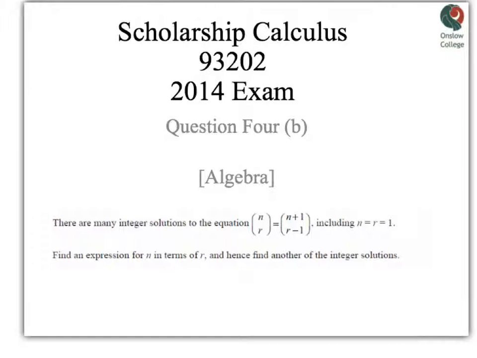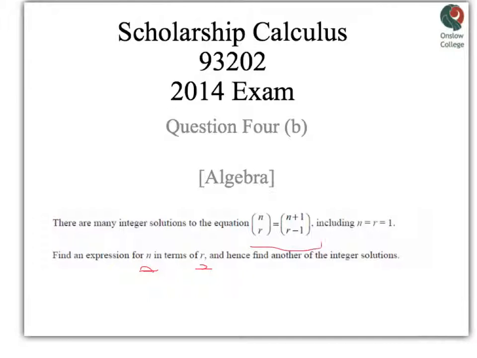So we've got this question. There are many integer solutions to the equation nCr equals n plus 1 C r minus 1, including n equals r equals 1. Find an expression for n in terms of r. So that really means make n the subject of the formula. Right, so we're going to be trying to get to that point, but we have a lot of work to do before we can get there. And hence find another of the integer solutions.